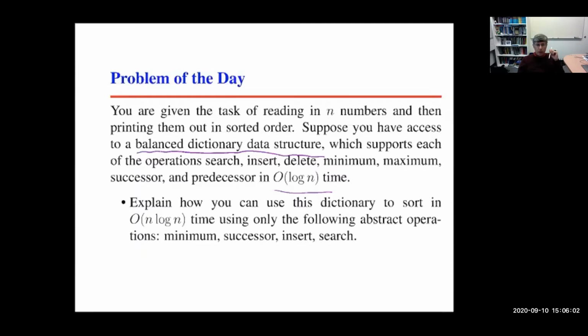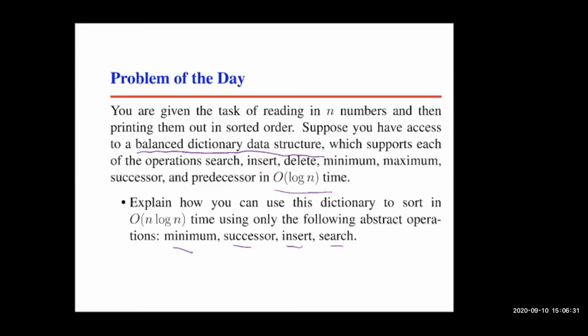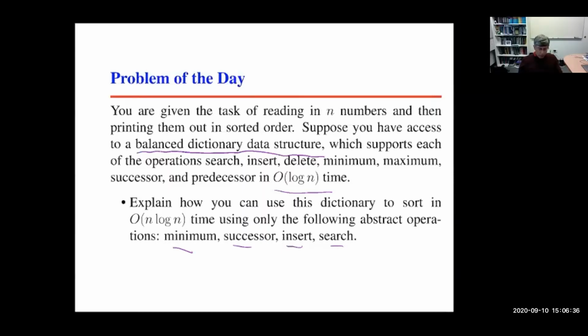using the various abstract operations? So for the first problem, we're allowed to do min, successor, insert, and search. Those are the only operations we're allowed to use. And we would like to use that to sort in n log n time. How do we do it? Does anybody have an idea? And again, I encourage people to speak. Any questions? Any ideas? First, you find the minimum using search.